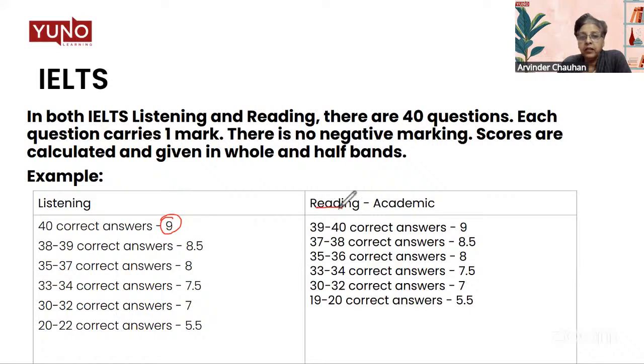And then coming to reading, the academic part. Again, 39 to 40 correct answers is band 9, 37 to 38 is band 8.5, and so on.